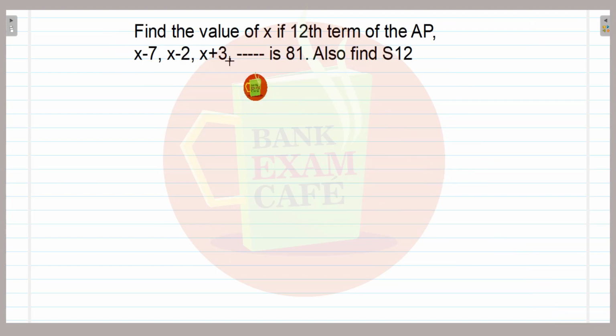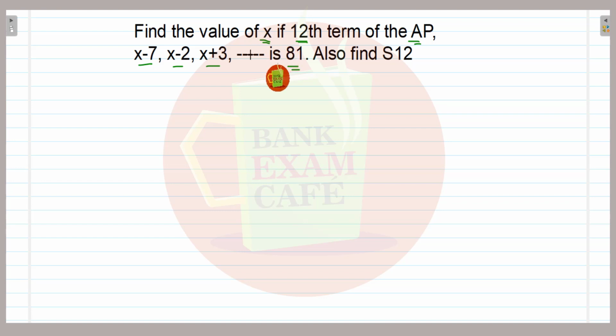Friends, the next question is: find the value of x if the 12th term of the AP x minus 7, x minus 2, x plus 3, and so on, is 81. The 12th term of this AP is given as 81, and we have to find the value of x. Once you have got the value of x, you can write the AP and then find the sum of the first 12 terms, that is S12. So first we will find the value of x here.